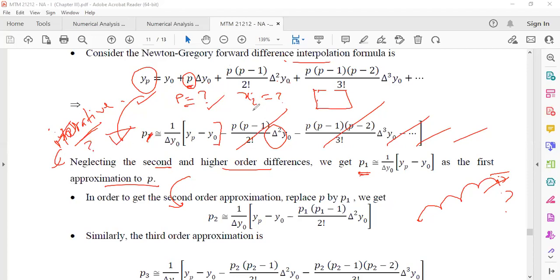Next, after finding P1, we go on to get P2, because it goes from P1 to P2, then P2 to P3.